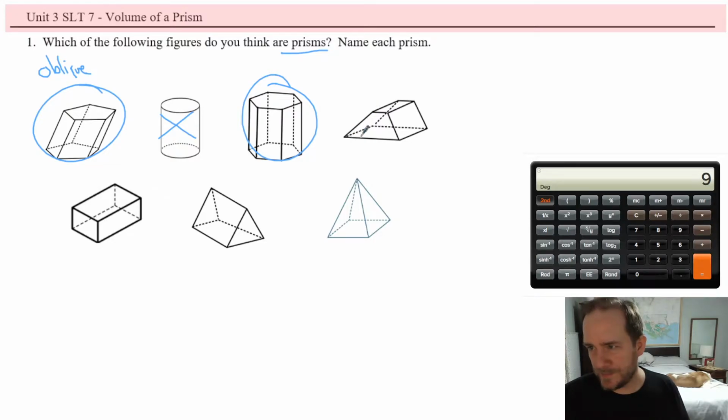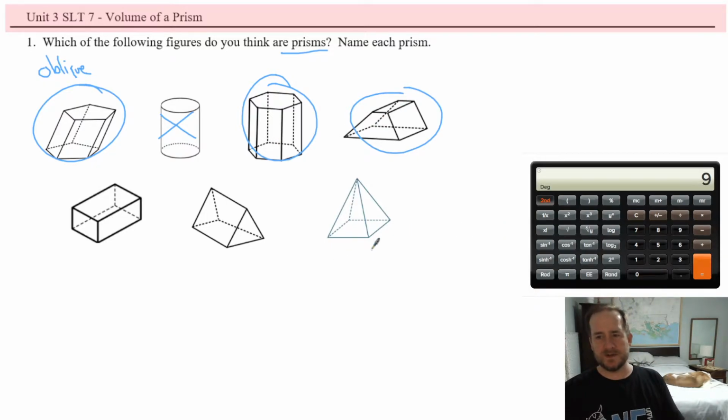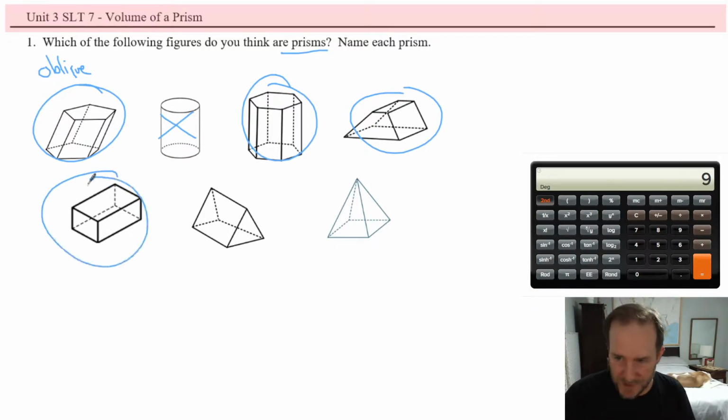Here I see a trapezoid in front and a trapezoid in the back. So the front and back are the bases. This thing's a prism. It's a trapezoidal prism. The bases don't always have to be the top and bottom. Sometimes the bases are the front and back, or the left and the right. That's pretty obviously a prism.